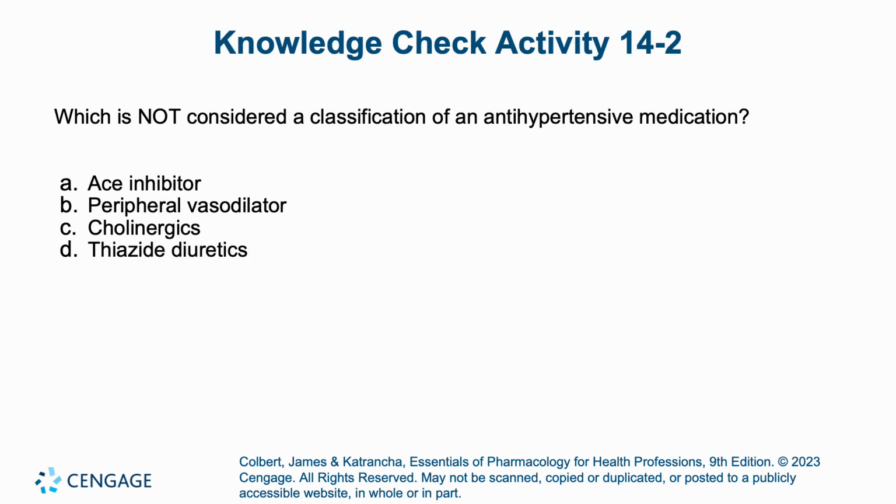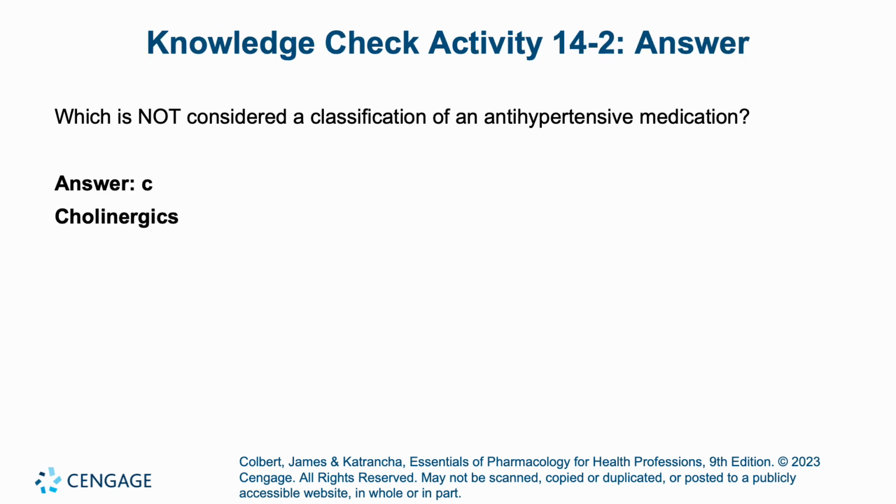Knowledge check. Which is not considered a classification of an antihypertensive medication? A, ACE inhibitor, B, peripheral vasodilator, C, cholinergics, D, thiazide diuretics. And the answer is C, cholinergics.